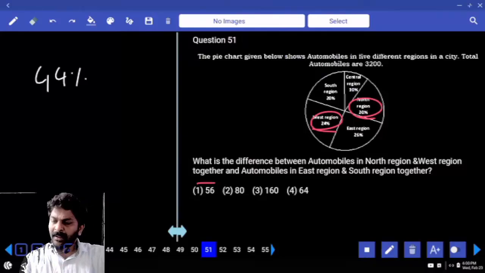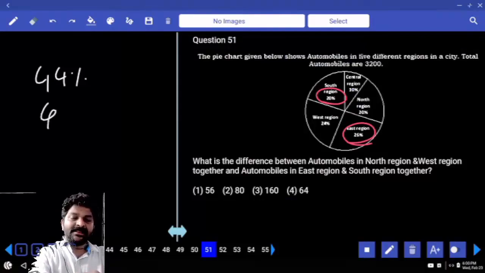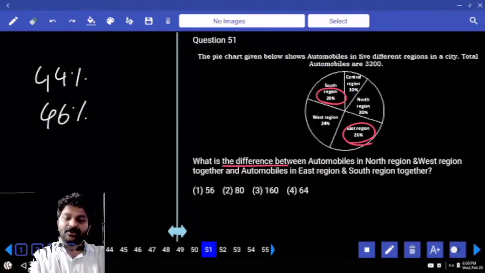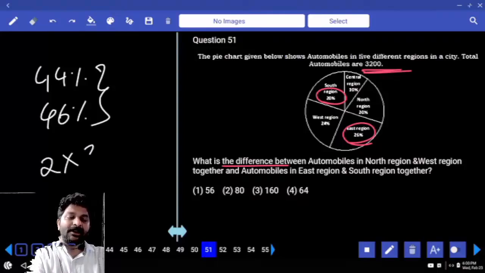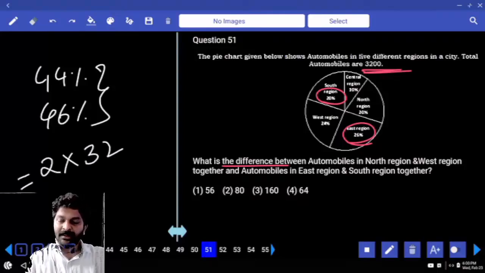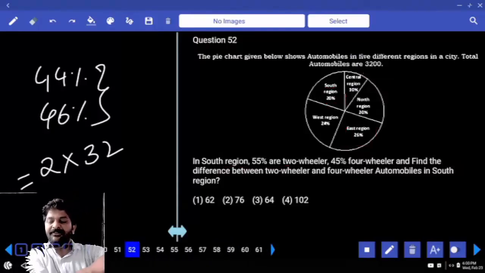44. East and south together 46%. So for these two we were asked to calculate the difference only. The difference is 2%. 2% of which number? 3200. That is 2 into 1% value. Answer 64.